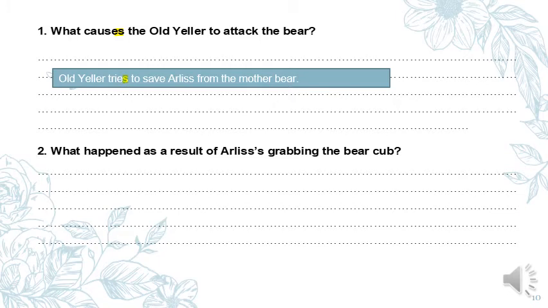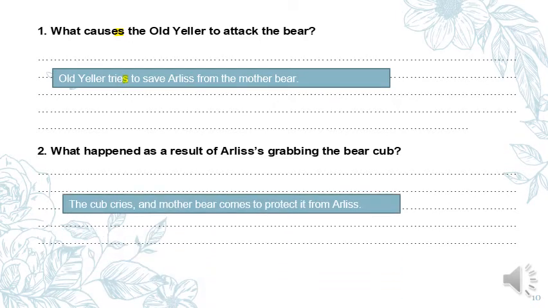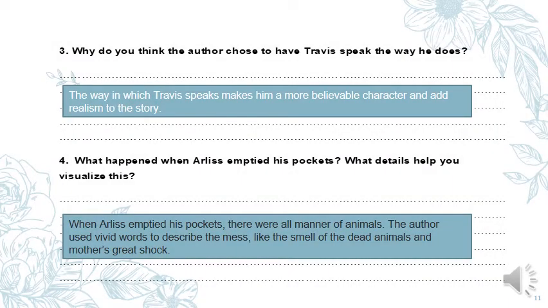Number 2, what happened as a result to Arliss's grabbing the bear cub? What happened when Arliss grabbed the bear cub? What did the cub do? Okay, the cub cries, and then the mother bear comes to protect it from Arliss, and here started a very big conflict in the story. Oh, I have the answers already.